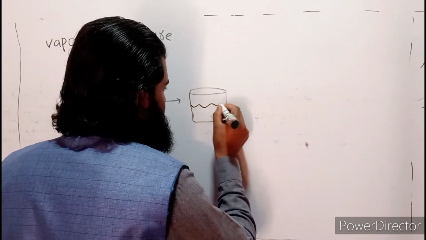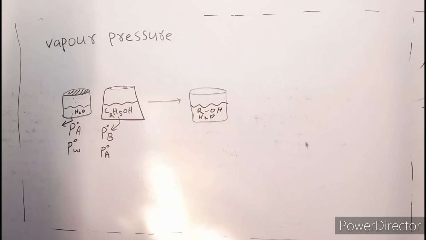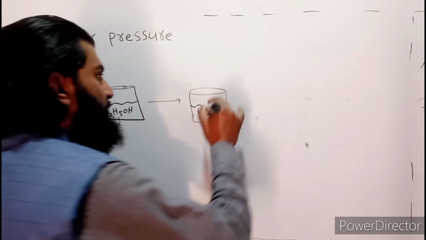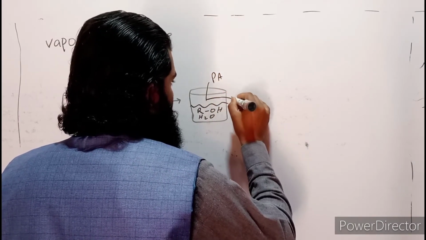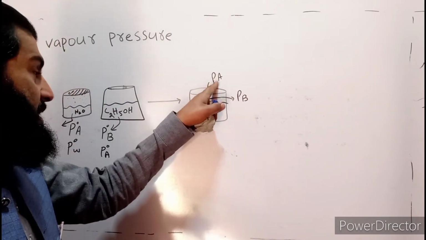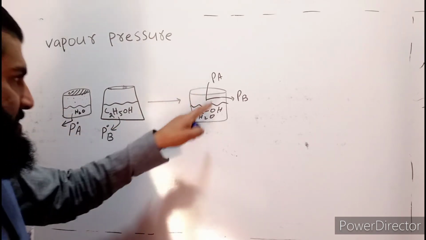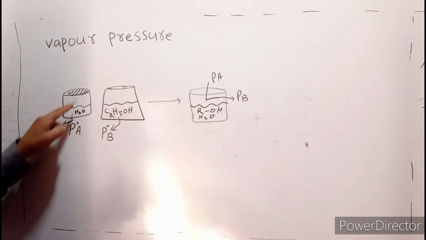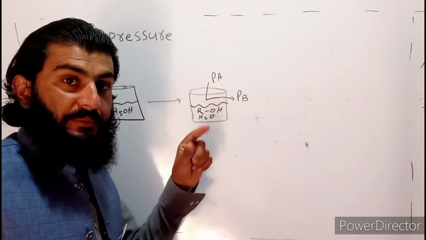Clear? So when we mix it, a mixture of these two substances is formed: number one is alcohol, number two is water. Now they will also exert a pressure, which we will represent as PA or PB. PA for example for alcohol and PB for water. Now we compare these two: P for water in a mixture form, and P naught for water in a pure form. The pressure exerted by the vapors of water in a pure form, and the pressure exerted by the water vapors in a mixture form.